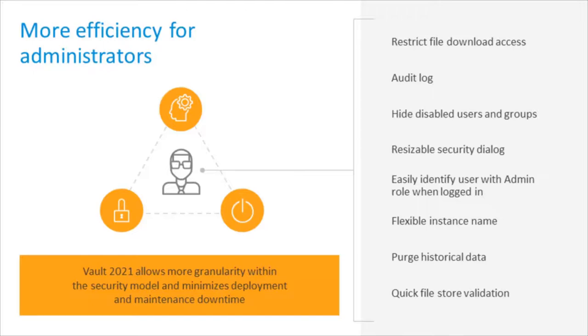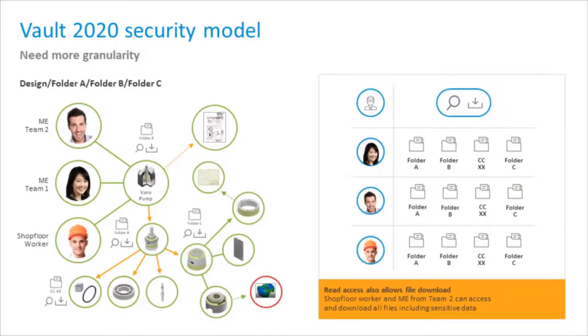So let's have a look at the Vault security model. If we use this 2020 example as a before, we can then have a look at 2021 as an after. So previously in Vault 2020, the access rights in all parent folders, folder A, project B, and project C, needed to be set to read because any user could download data, sensitive or not, within the parent folder to his or her hard drive. More settings granularity was needed.